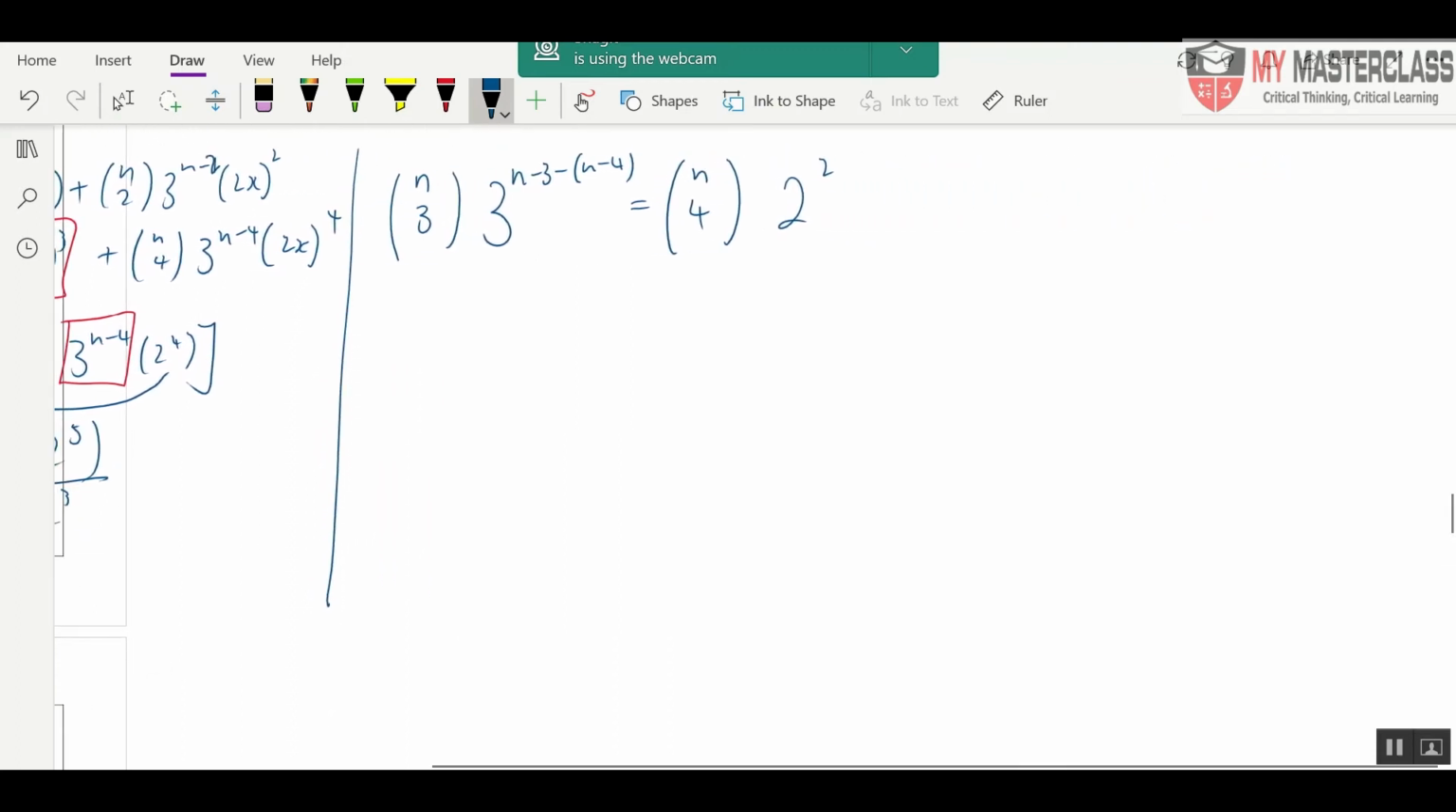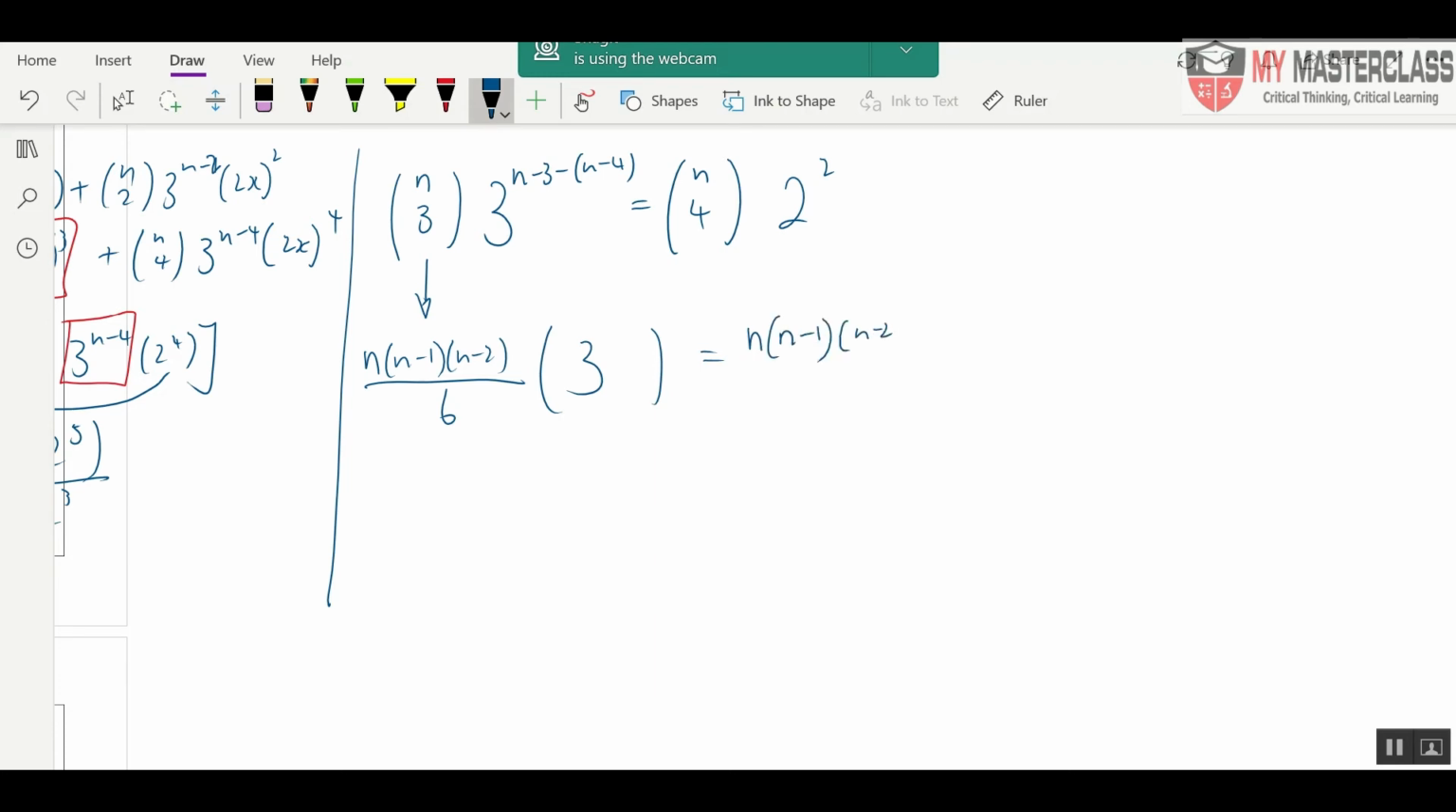Then let's start to open up what is n choose 3. n choose 3 is n times n minus 1 times n minus 2 over 3 factorial, which is 6, multiplied by 3. Equals n choose 4, which is n. Right now you should know there's a pattern: n, n minus 1, n minus 2, n minus 3, over how many factorial? Over 4 factorial. Then multiply by 4 here.